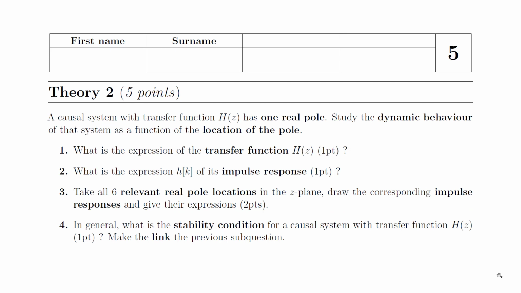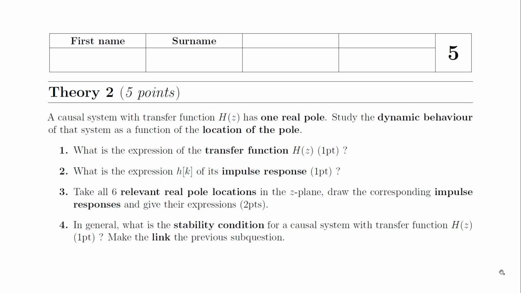So here's the second theory question. That's the final question. The question is about the study of the dynamic behavior of a system with a transfer function that has one real pole. And you have to study this dynamic behavior as a function of the location of the pole. Again, I have split the question in 4 parts so as to guide you through this question.